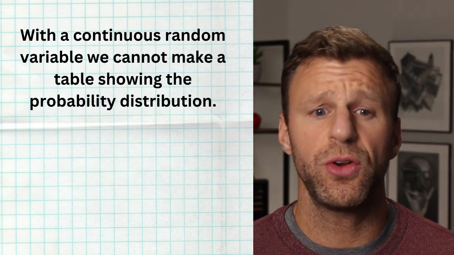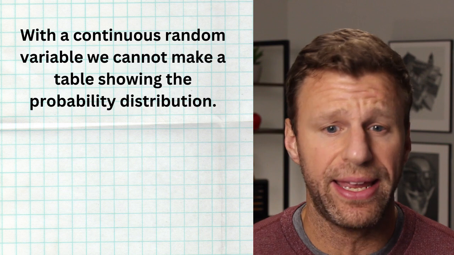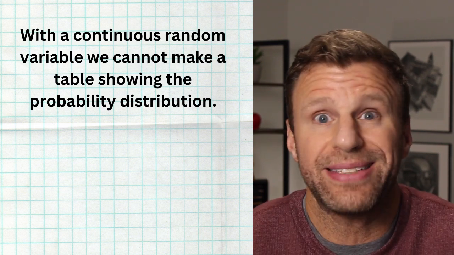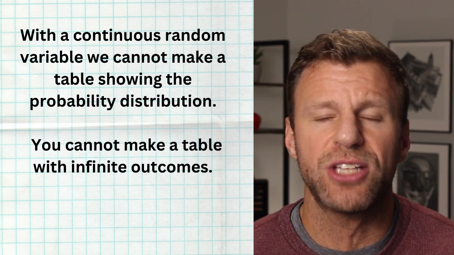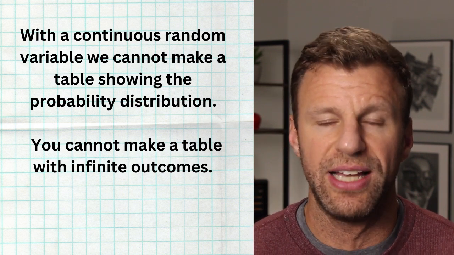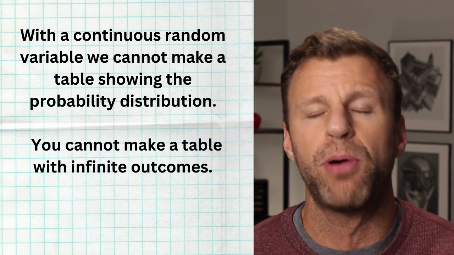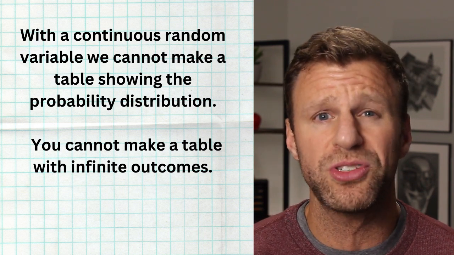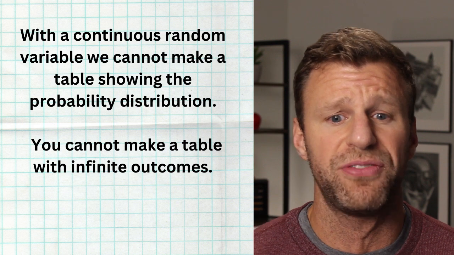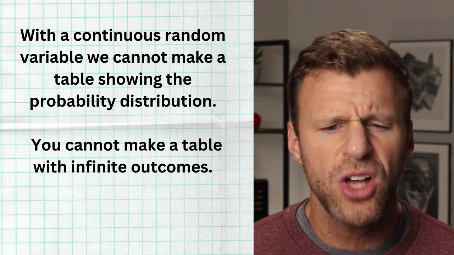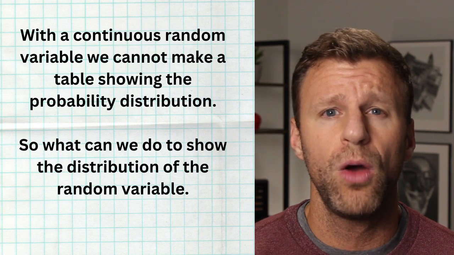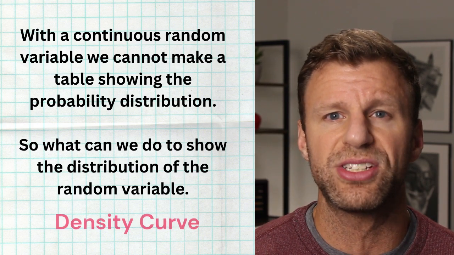Now, with a continuous random variable, we cannot make a table showing the probability distribution. We cannot make a table with infinite outcomes, so that should make sense. Remember, with discrete random variables, we can actually list each distinct outcome and the probability attached to each of those outcomes. But with continuous random variables, unfortunately, we cannot do that because there are infinite outcomes. So what can we do to show the distribution of a continuous random variable? Well, we could do so with something called a density curve.